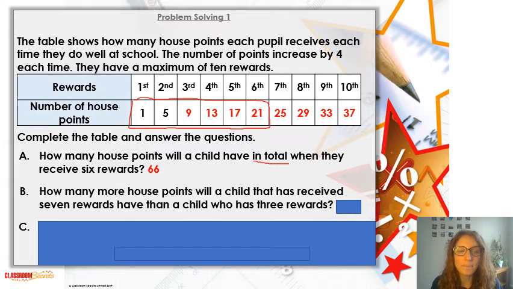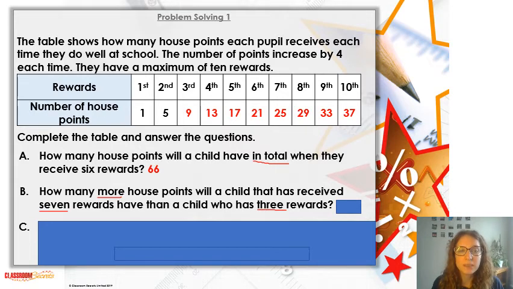How many more house points will a child that has received 7 rewards have than a child who has 3 rewards? So we're going to need to do a few things here. Okay, so it's a multi-step problem. So how many more, okay, for 7 and for 3? Okay, so we've found that important information.